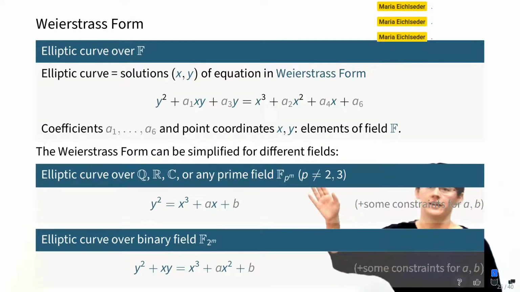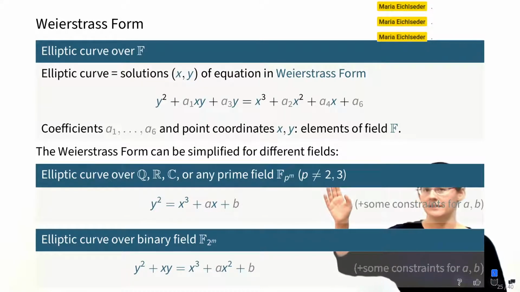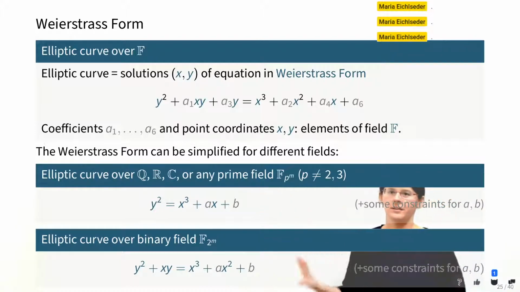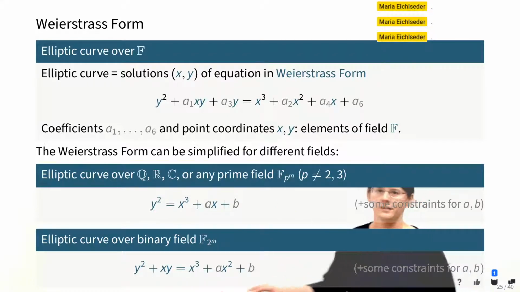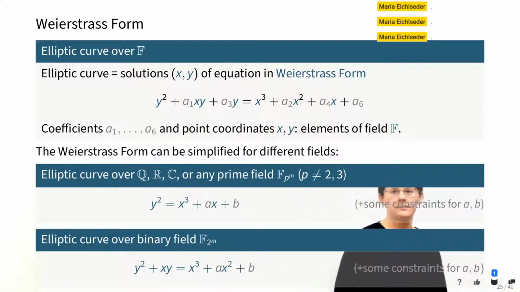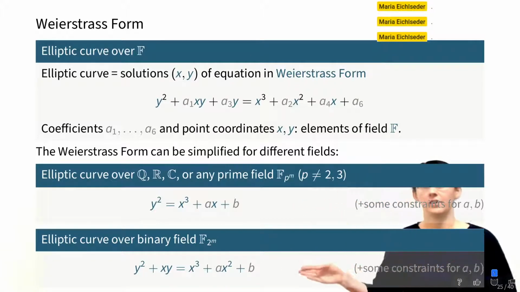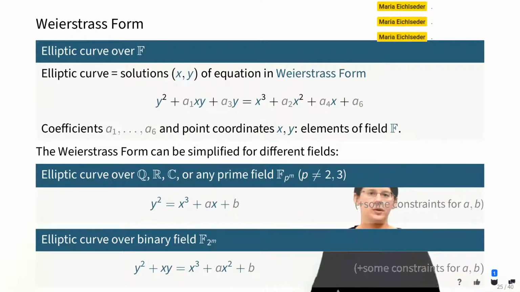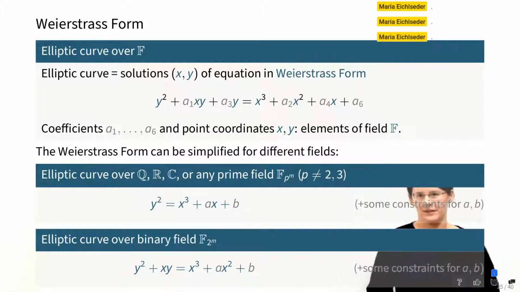So we talked earlier about the field with 2 to the power of something elements, which is not covered by this simplification. For this, we have a separate form, which you notice is a bit different from the above. So for example, it includes the term x times y here. But it's still a lot simpler than the general form here. So these are the 2 types of curves that you will often see in cryptographic applications.